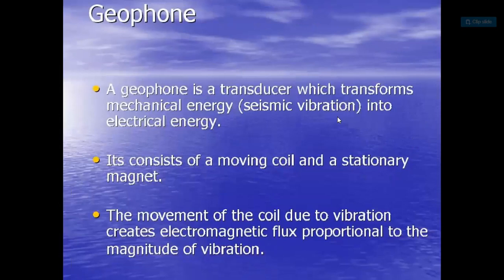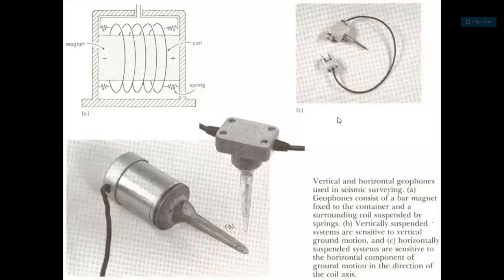So, geophone. A geophone is a transducer which transforms mechanical energy, seismic vibration, into electrical energy. It consists of a moving coil and a stationary magnet. The movement of the coil due to vibration creates an electromagnetic flux proportional to the magnitude of vibration.